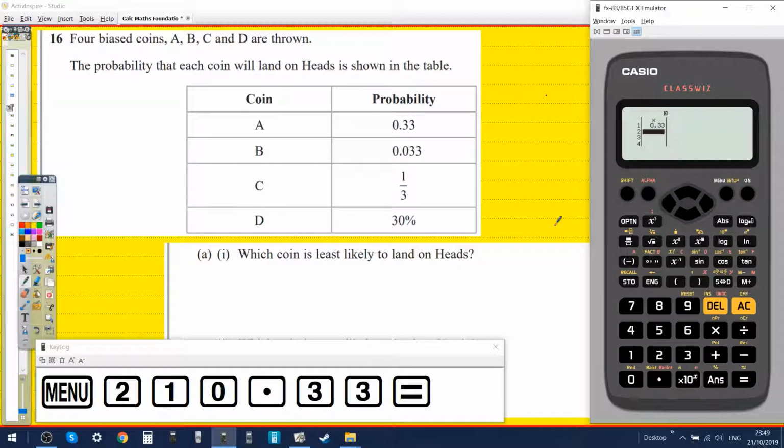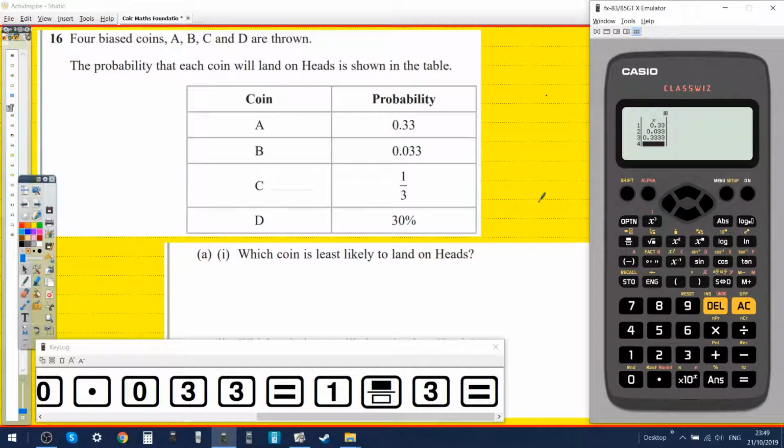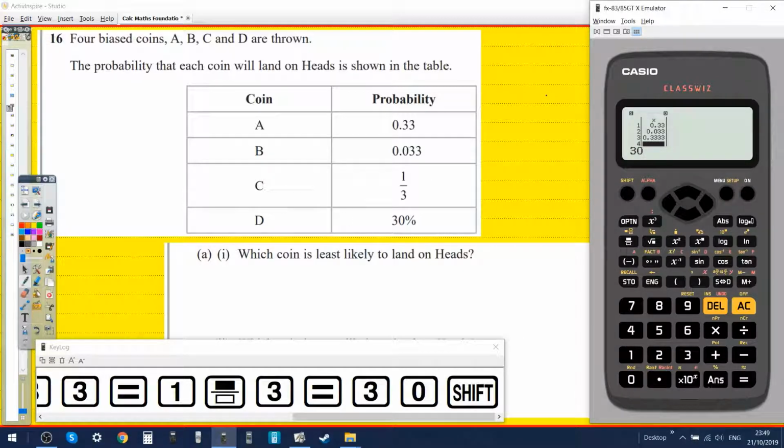0.33 equals. 0.033 equals. How do you do 1 over 3? 1 over 3 equals is the same thing. 30%. Your teacher doesn't even know how to do percent. 3, 0, shift, and you see on your answer key the yellow percent sign over it. What does it say? 30%.